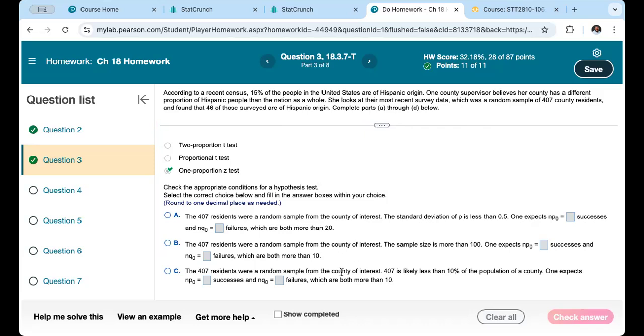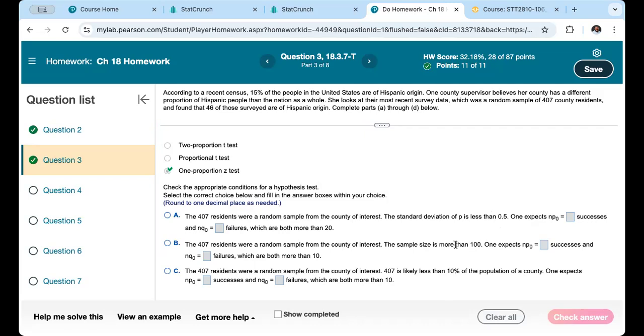Is that okay? So we shouldn't focus on that. Let's get to the next line. The next line says the standard deviation of P is less than 0.5. Whenever we are dealing with the assumption, we don't care about the standard deviation of P. It's not part of the four conditions I listed. Is that okay? We also don't care about the sample size.